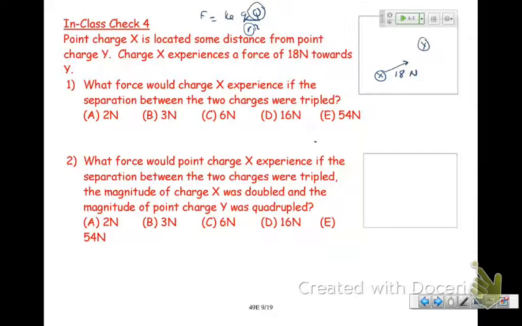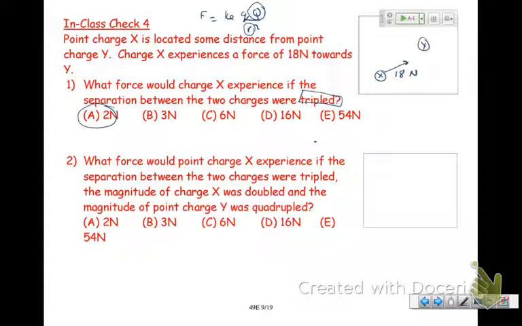It's going to be a third squared. If I triple the separation, it's a third squared, which gives me a ninth. So what was 18 goes to 2. Now, I don't know what you feel about that, but that's a bit clumsy, I think. And it gets harder.